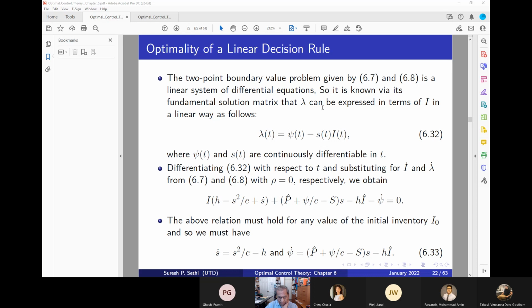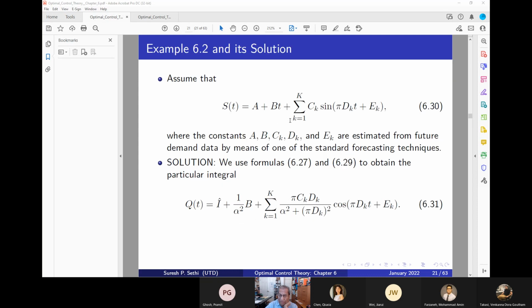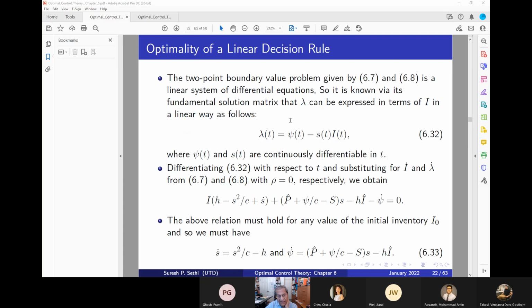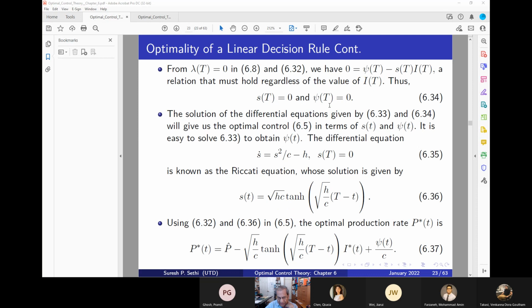This is another way to show something which is very important in the production planning literature called the linear decision rule. That's also given by the HMMS model, which is a well-known model in the literature. The two-point boundary value problem given by 6.7 is a linear system of differential equations. And there is another way to solve that, and that solution is given this way.